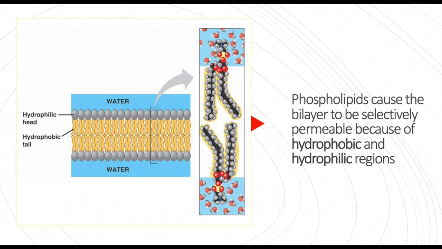Now, if we look at one phospholipid in particular, we see that it's made up of one hydrophilic head and two hydrophobic tails. The hydrophilic head is attracted to water because it is polar or charged. Hydrophobic tails are molecules that are nonpolar or not charged, and hydrophobic means fear of water, hence the word phobic.